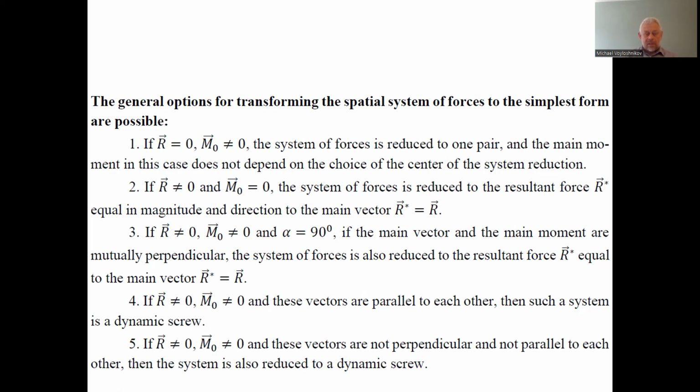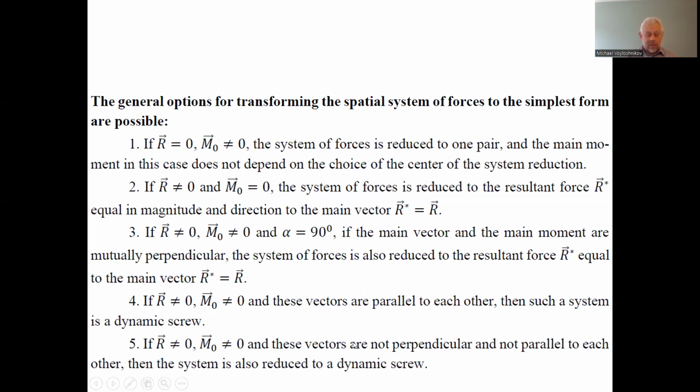If the resultant acting on the mechanical system is not 0 and the main moment is 0, the system of forces is reduced to the resultant force only, equal in magnitude and direction to the main vector of forces. If the resultant is not 0 and the main moment is not 0, and they are perpendicular, as the angle between the line of action of the force and the direction of the moment is 90 degrees, the main vector and the main moment are mutually perpendicular. The system of forces is also reduced to a resultant force equal to the main vector.